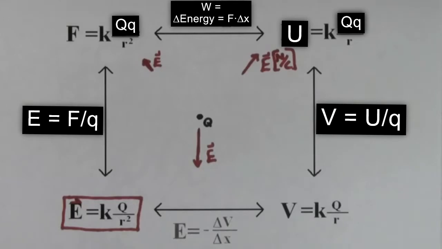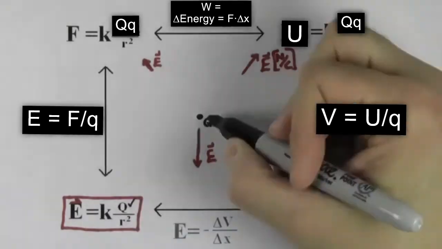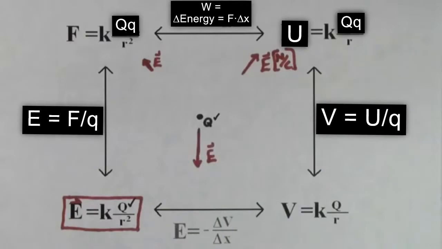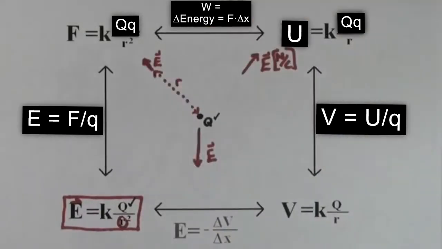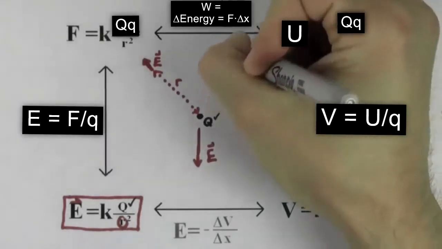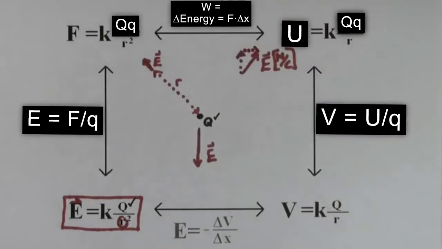You can use the formula kq over r squared to find the size of the electric field. Q refers to the charge that's creating the electric field. R refers to the distance between the charge creating the field and the point in space where you're determining the electric field. Since the electric field's a vector, you have to worry about breaking it into components.